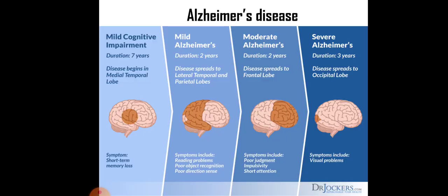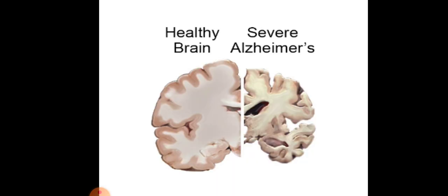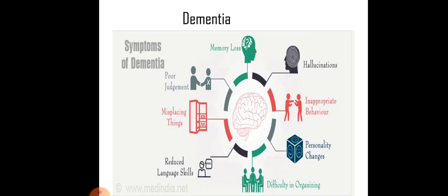And this is Alzheimer's disease, in which there is short-term memory loss in the person, and this starts in the temporal lobe and then proceeds to other lobes. And these are the differences between the healthy brain and the severe Alzheimer's brain. Then this is dementia. There is memory loss, and these again are the causes which are affecting dementia. And there are the symptoms of dementia also. There is poor judgment, misplacing things, personality changes, difficulty in organization, and hallucinations. So these are the dementia symptoms.